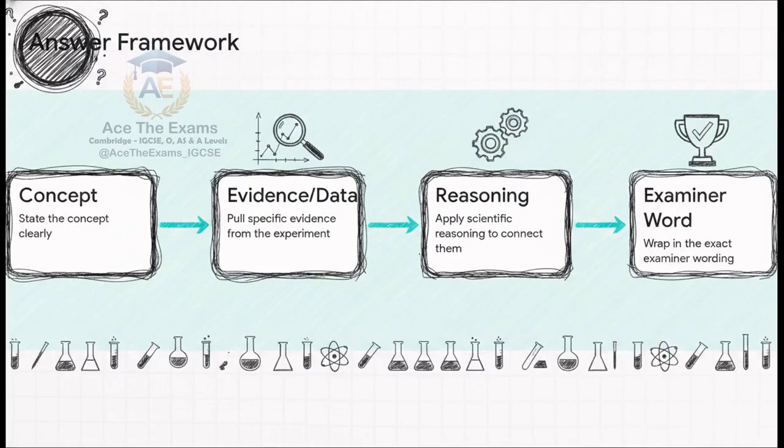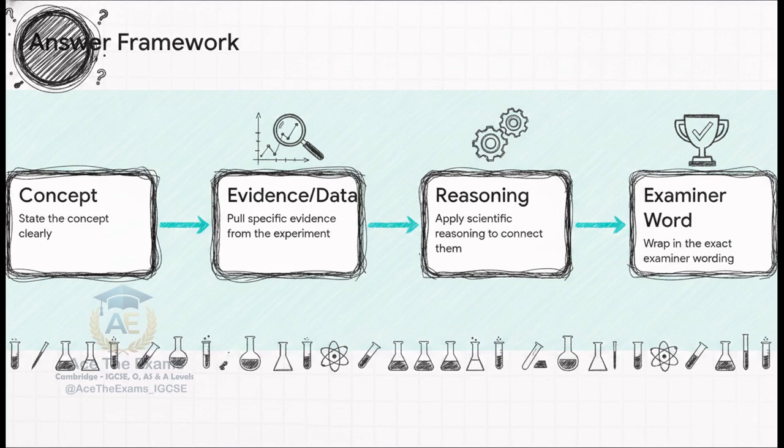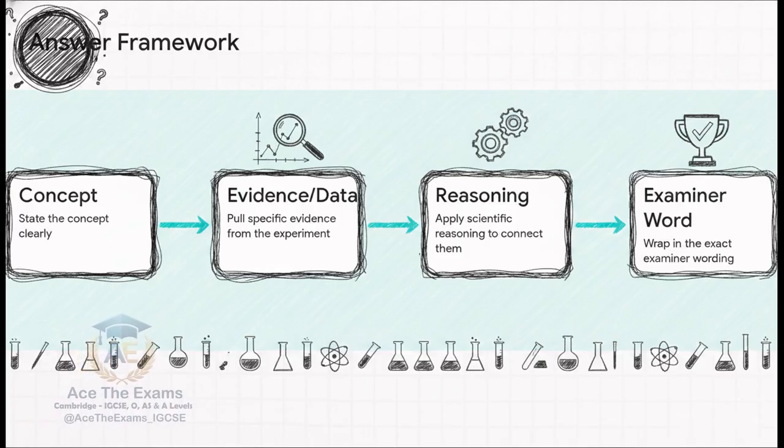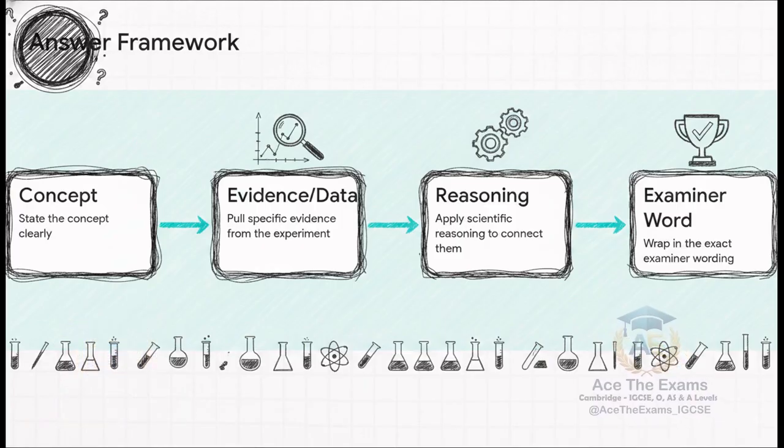To build a top-band answer every single time, we apply this 4-step framework, so the examiner literally has no choice but to award you full marks. First, you state the concept. Second, you pull specific evidence or data directly from the experiment. Third, you apply scientific reasoning to connect the two. And fourth, you wrap it all up tightly in the exact examiner wording they are actively scanning for on their mark scheme. It's systematic, it's repeatable, and honestly, it's bulletproof.